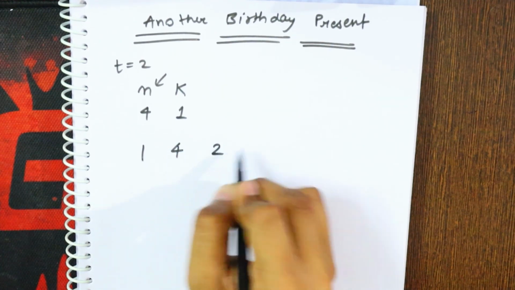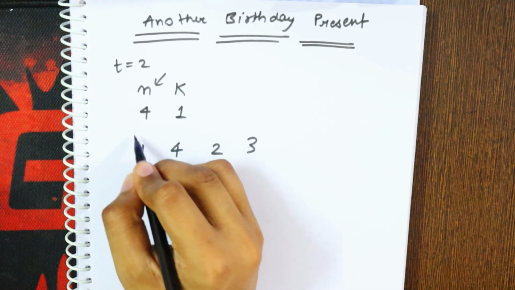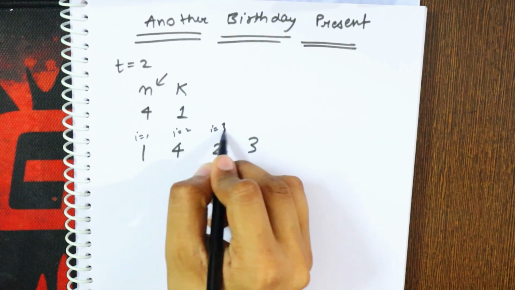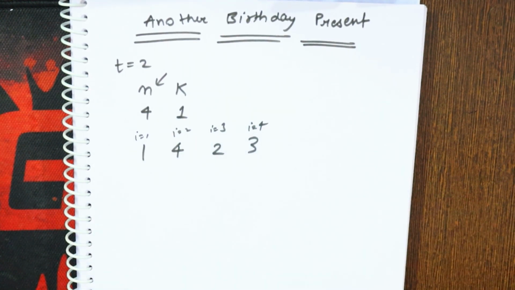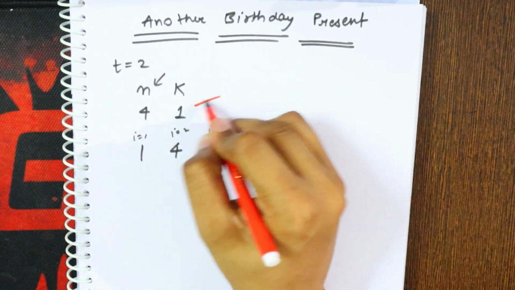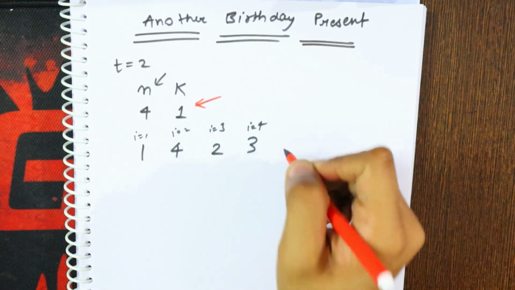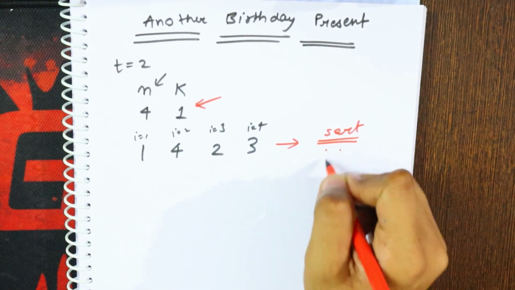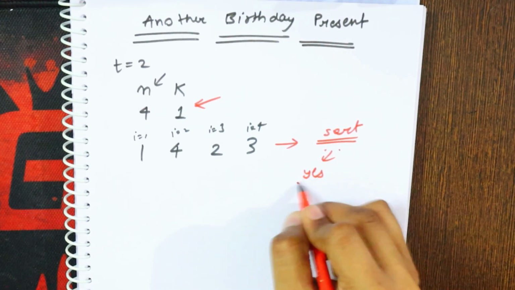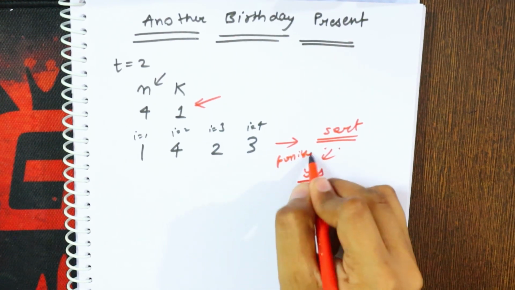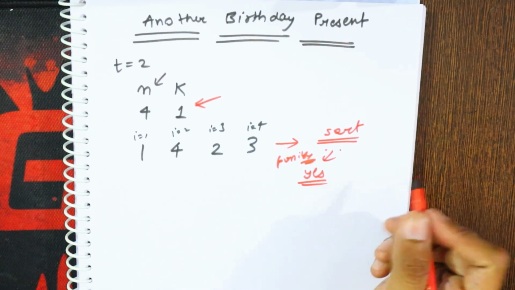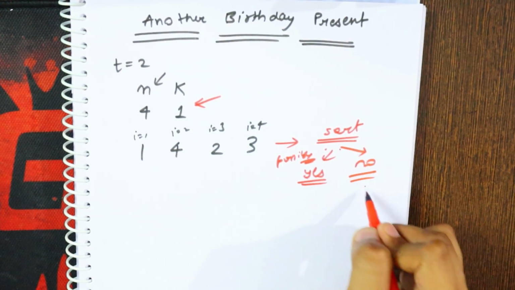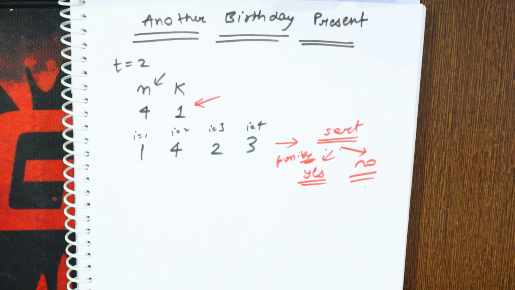Suppose I have the elements of the array 1, 2, 1, 4, 2, 3. Suppose I equals 1, I equals 2. I am marking the indices starting from 1. What is K? Here I have to sort the array, which means I have to output yes or no, depending on whether it is possible to sort the array. How will I know if it is possible to sort the array or not?